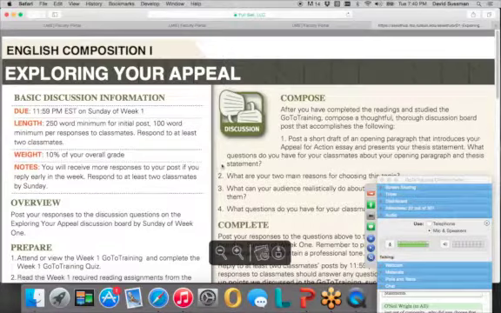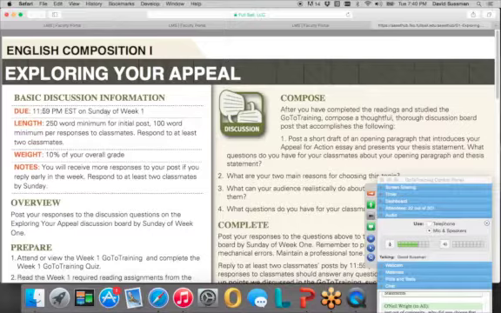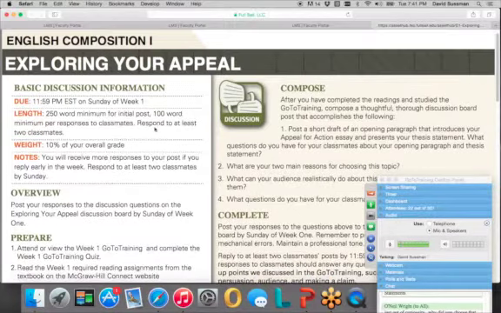Okay, so here's the official assignment sheet for the first discussion, and it's got most of the reminders. It's due Sunday of week 1. You need to make an initial post that's going to be at least 250 words. Don't worry, you'll easily hit that 250 word minimum as soon as you see my posted example. Then you need to respond to at least 2 of your classmates. And all this has to be done before Sunday.